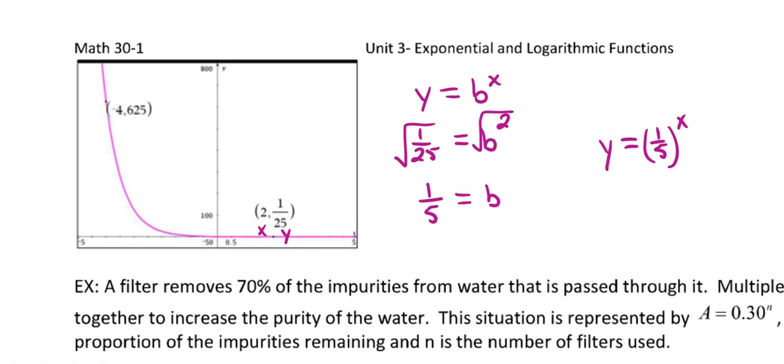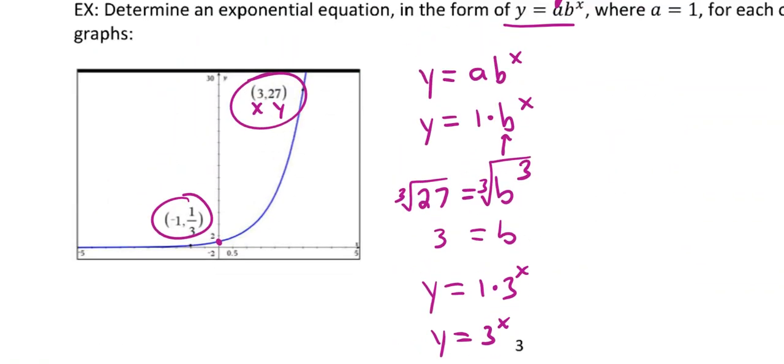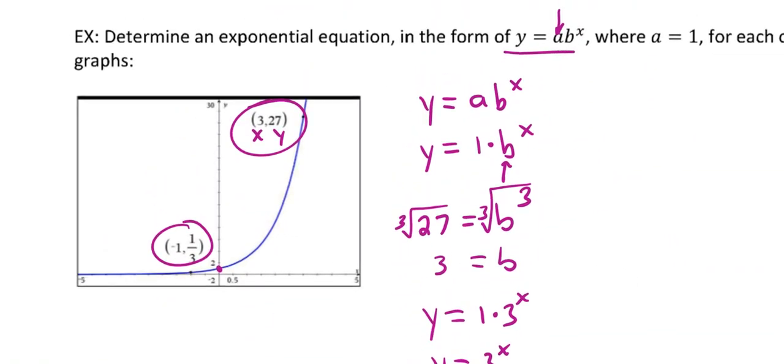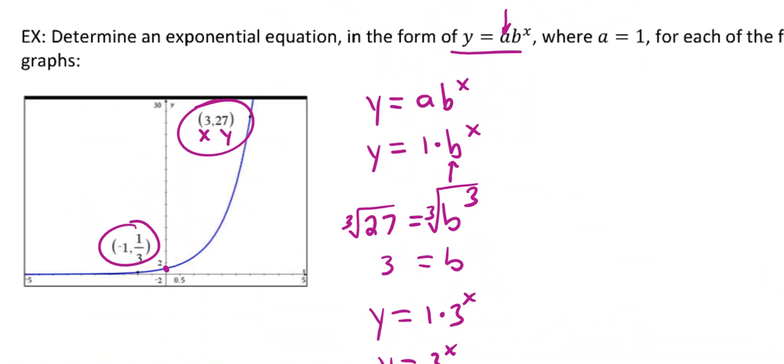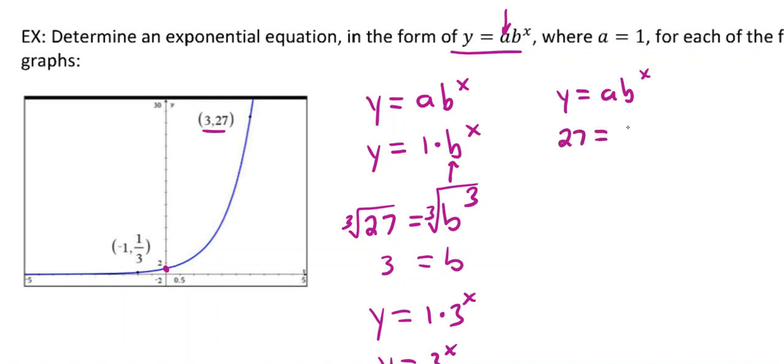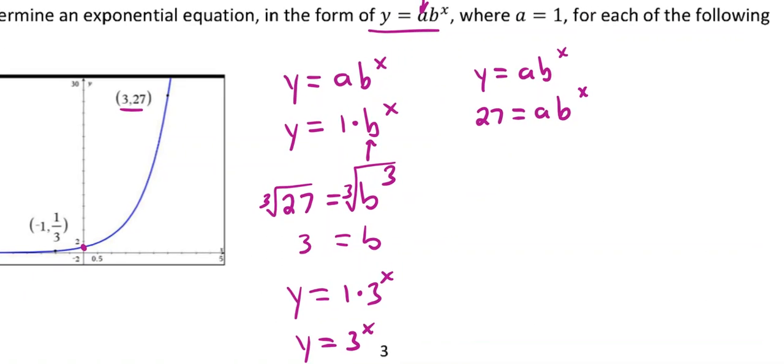How would you know that your a is 1? The question was how you'd know that a is 1. I didn't do that in this one, but you might have to if it didn't tell you what a was. The problem is you'd end up with a two equations and two unknowns situation. You could set up y is equal to a times b to the x and throw in this point, so 27 is equal to a times b to the 3.